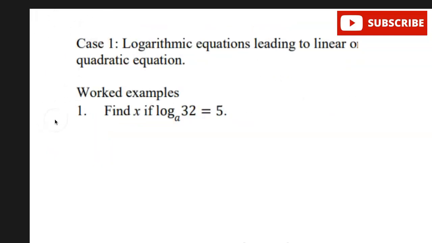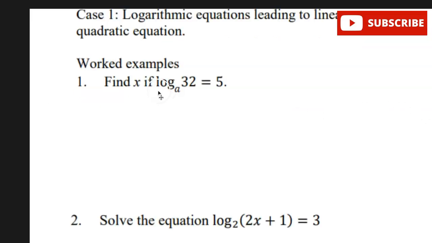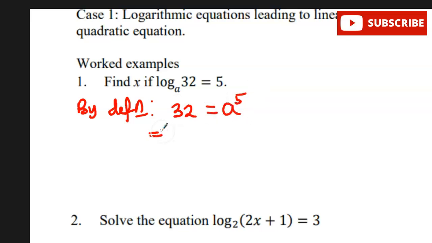Case 1, logarithm equation leading to linear or quadratic. Find a if log 32 to the base a is equal to 5. Now this, by definition, you can say that 32 is equal to a to the power 5. This implies that 32 can be written as 2 raised to the power 5 equal to a to the power 5. And then the exponents are the same, so we can say a is equal to 2.